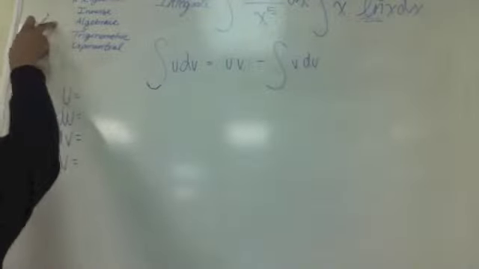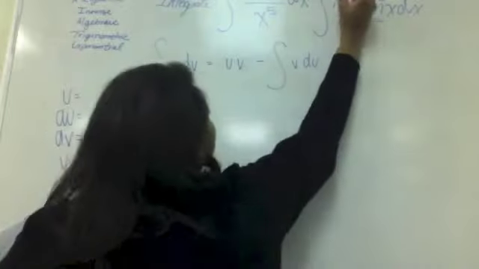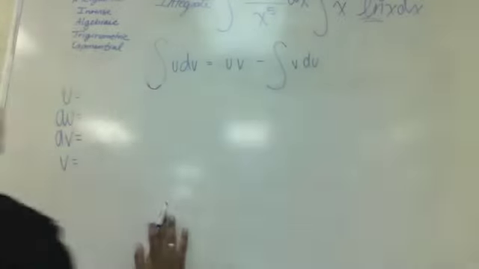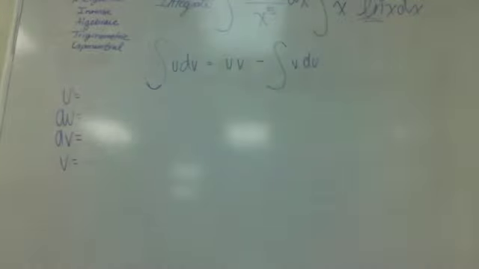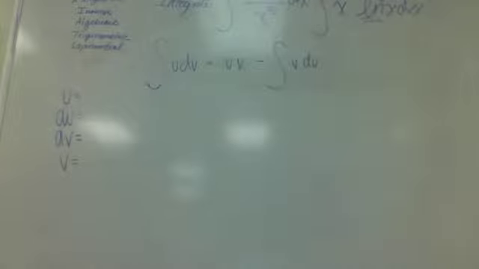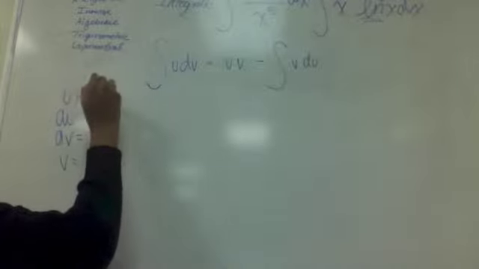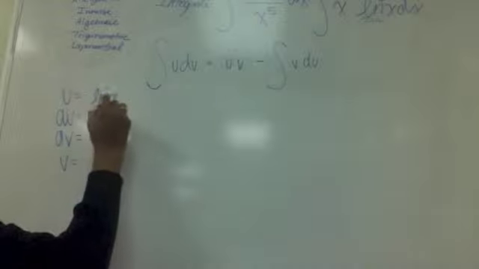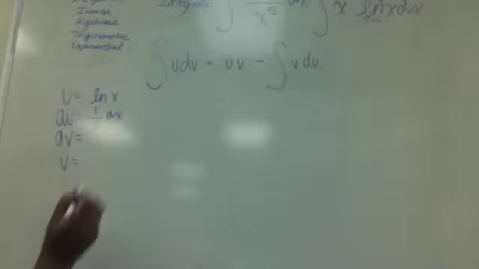Inverse, algebraic, here it is, which is also kind of like inverse too. And then we just take those. So our u is going to equal the natural log of x. That means our du is 1 over x dx.